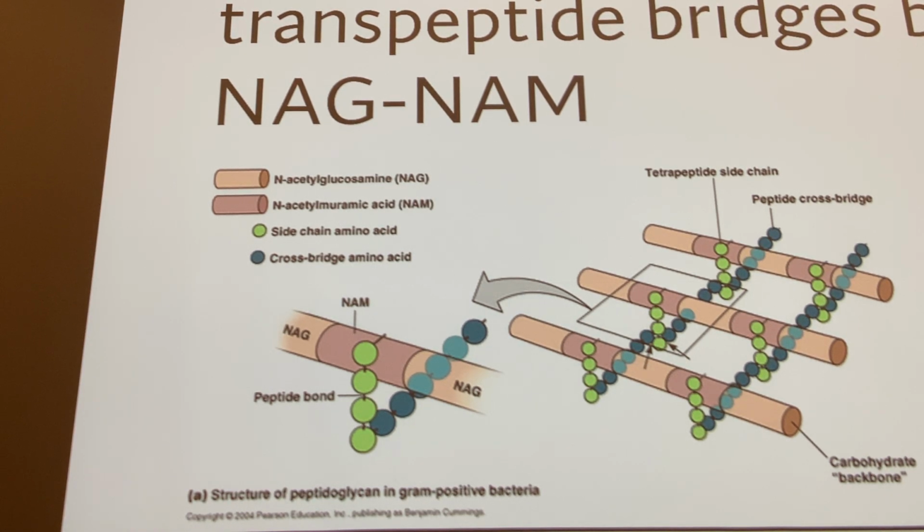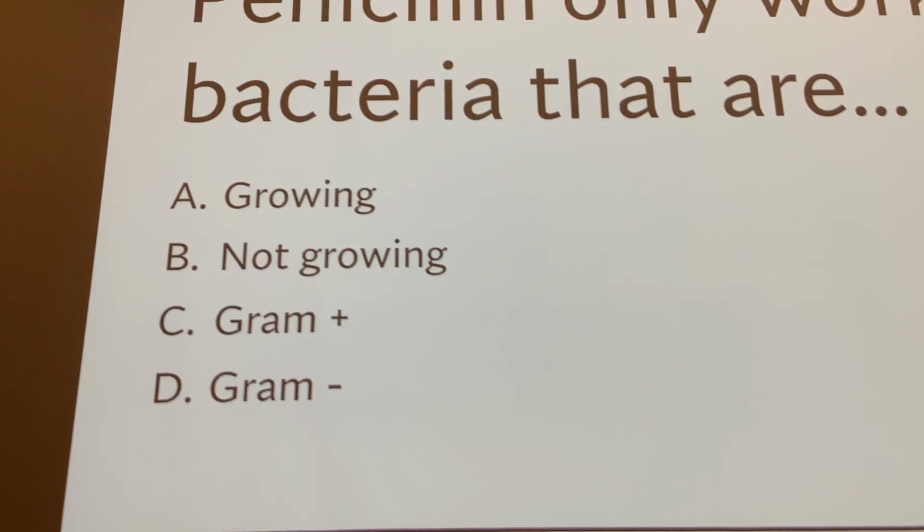All right, so imagine you are a cell, and you are just exposed to this penicillin, and what happens? So eventually, okay, we'll move on to this. Eventually, it'll do a similar thing to lysozyme and force cell lysis. But what's a caveat here? Penicillin only works on bacteria that are growing, not growing, gram-positive, gram-negative.